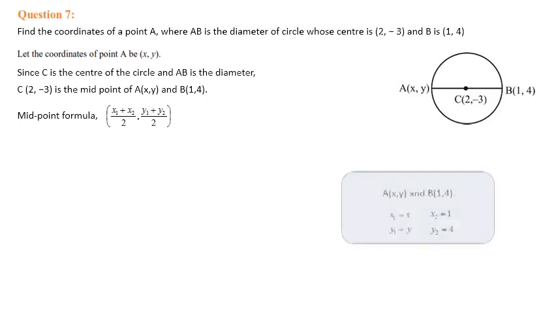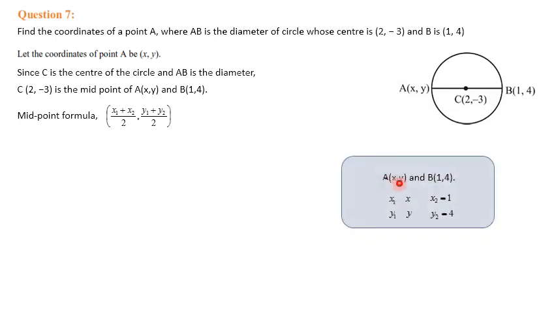So by using A and B, let us calculate. A point (x, y) is given, B is (1, 4) is given to you. From here, x1 is x, y1 is y, x2 is 1, y2 is 4. Let us substitute. Coordinates of C are (x1 + x2)/2.